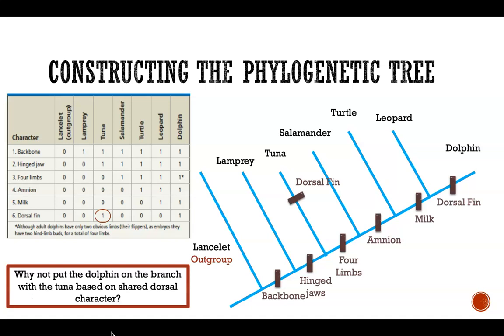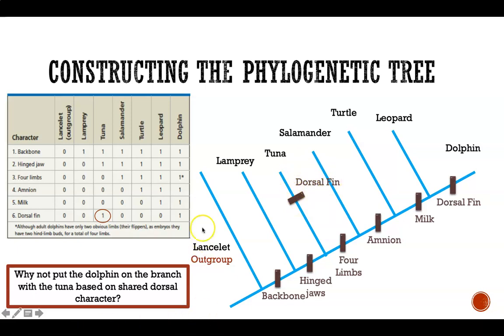Now, let's go back though, because remember we have the tuna with the dorsal fin as well. So this is a new characteristic that pops up when we get to the tuna. And we could have looked at this characteristic in two ways. We could have said that the dolphin and the tuna are more closely related because of that dorsal fin. So we could have potentially put the dolphin off of this as an offshoot of the tuna because of the presence of the dorsal fin.